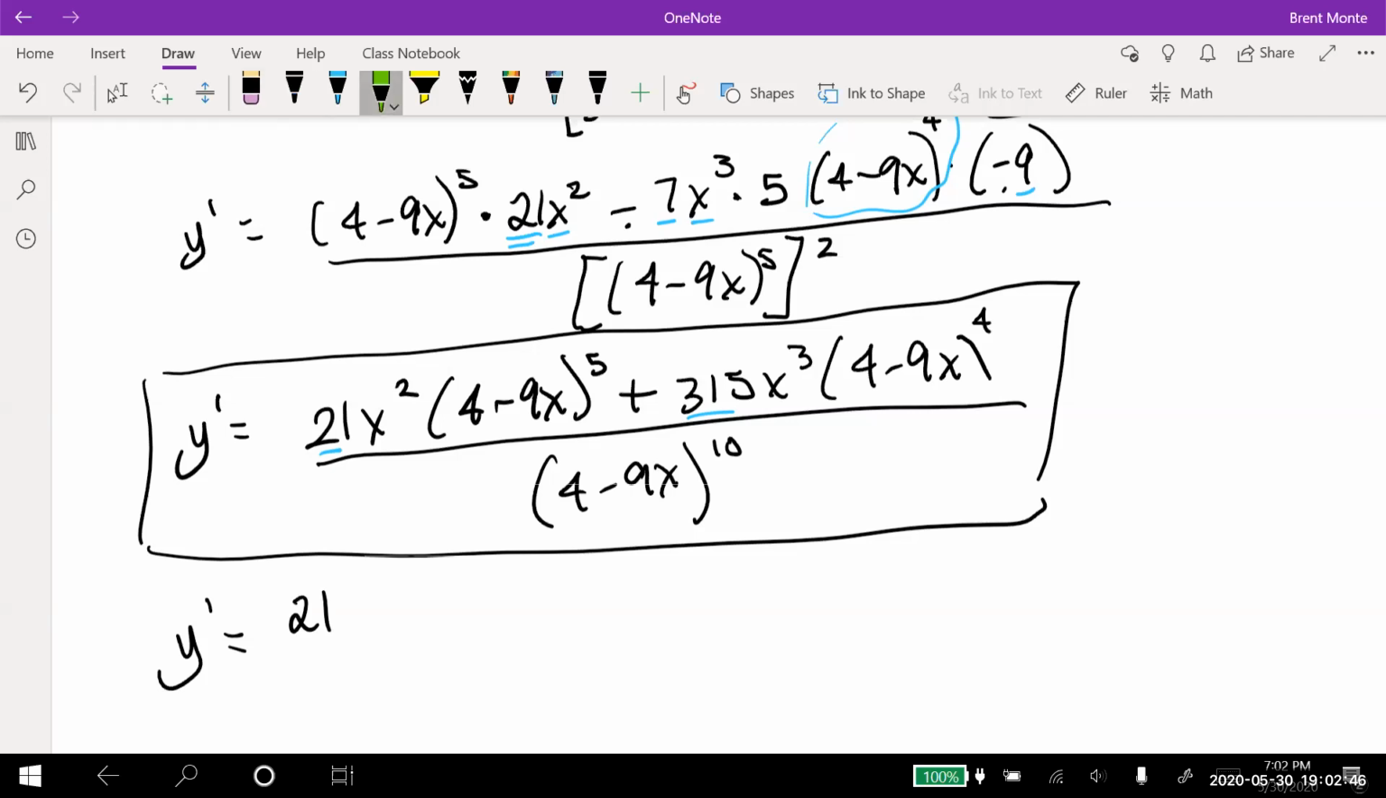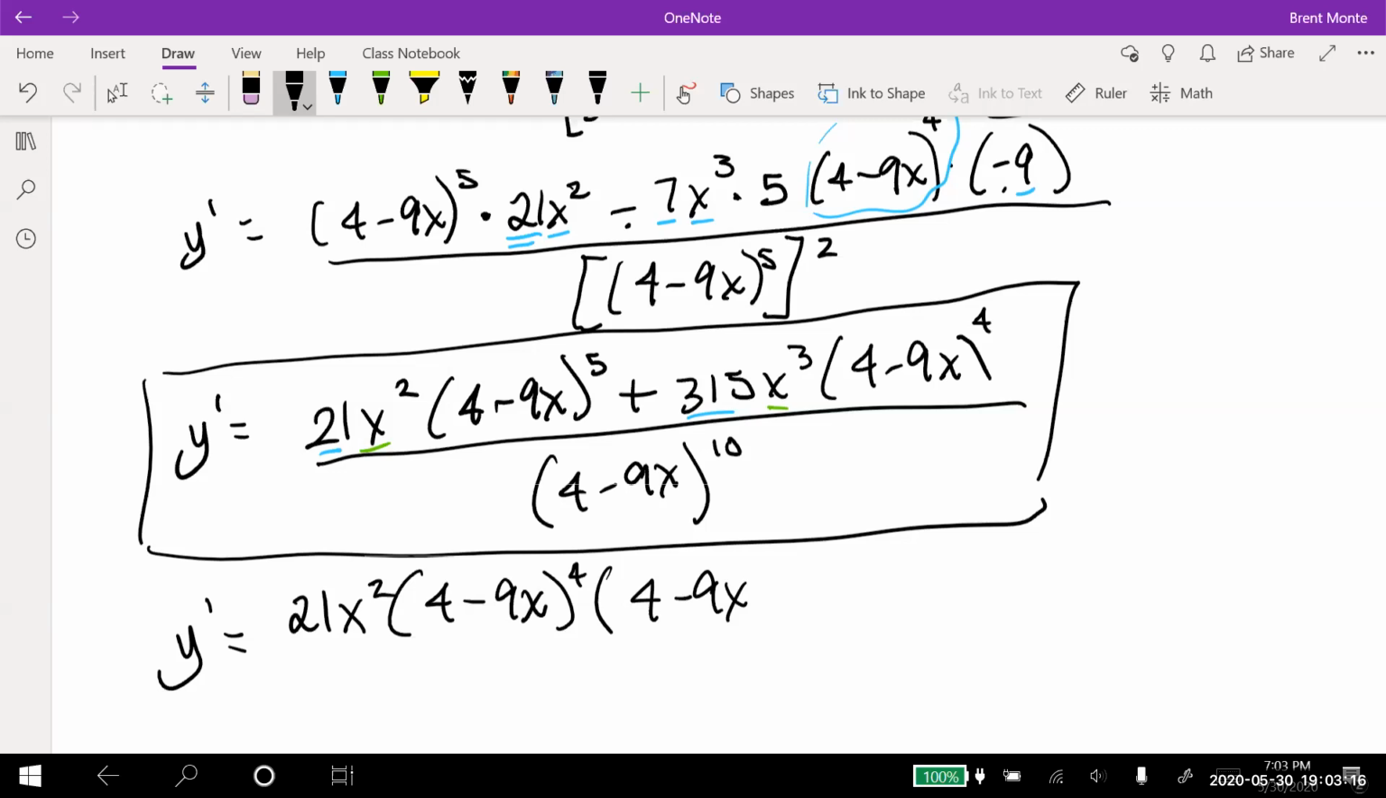I factor out an x squared from both of those. And they both have a 4 minus 9x at least to the 4th power. All right, let's see what's left. I took out the entire 21x squared. I took out 4 of the 4 minus 9x's. There's 1 left. We could say to the 1st power, but we don't need to.